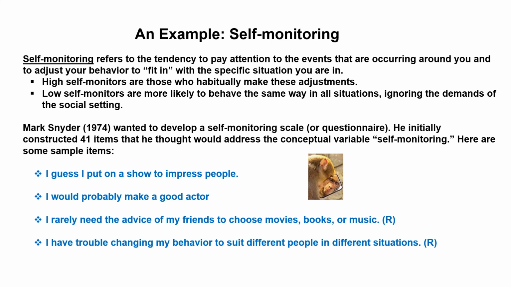to the specific situation. In 1974, Mark Snyder wanted to develop a self-monitoring scale. He initially constructed 41 items that he thought would address the conceptual variable self-monitoring. Here are some of the items: I guess I put on a show to impress other people. I would probably make a good actor. I rarely need the advice of my friends to choose movies, books, or music. I have trouble changing my behavior to suit different people in different situations.